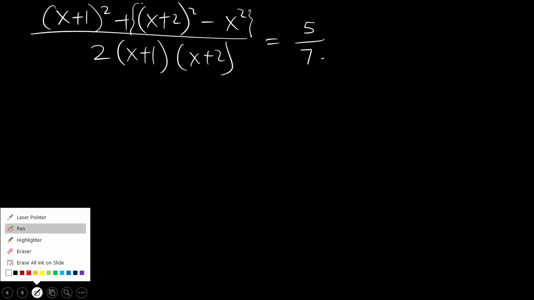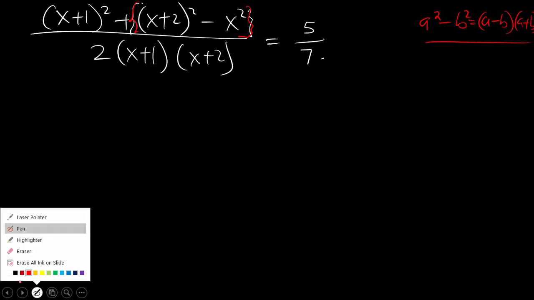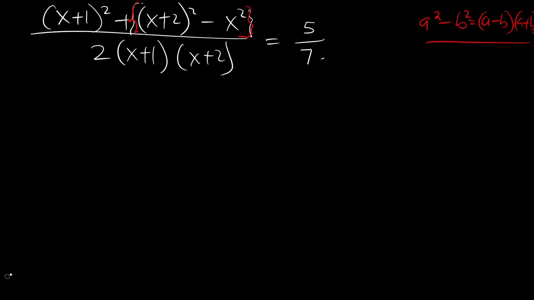Now, if you look at this expression here, let me use another color, red. This expression is the same thing as saying a squared minus b squared is equal to a minus b times a plus b. It's the same thing. So now we're going to express this value in terms of that.